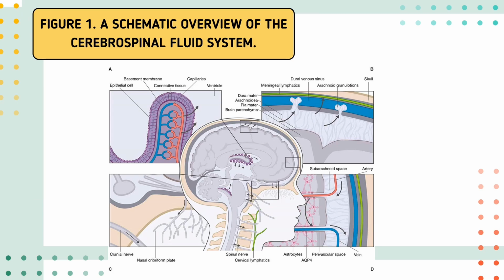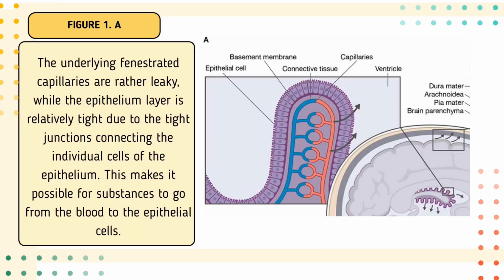In this picture, we can see the schematic overview of the cerebrospinal fluid system. A single layer of epithelial cells residing on connective tissue, the basement membrane, and fenestrated capillaries makes up the plexi. The underlying fenestrated capillaries are rather leaky, while the epithelium layer is relatively tight due to the tight junctions connecting the individual cells of the epithelium. This makes it possible for substances to go from the blood to the epithelial cells.